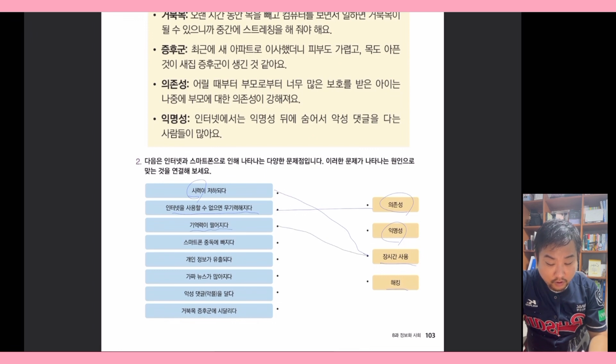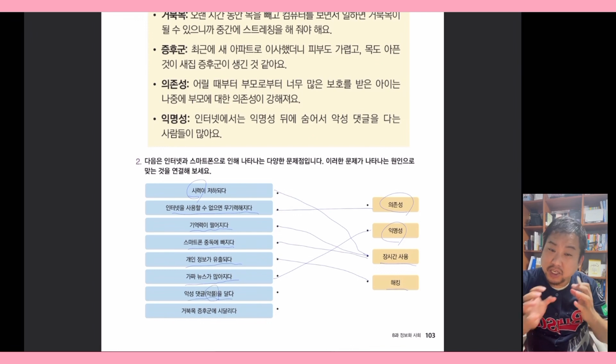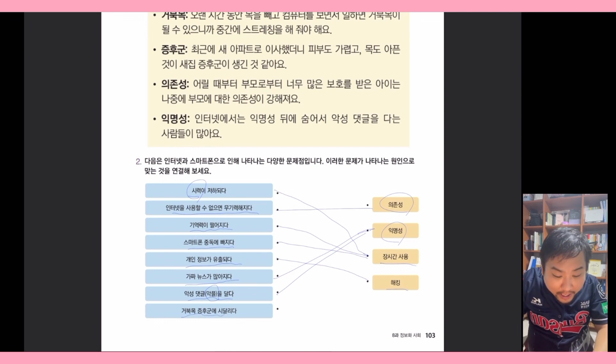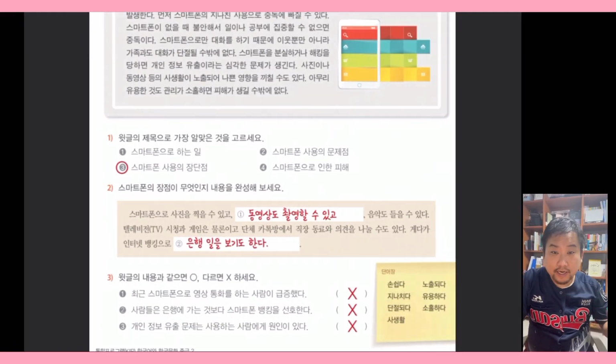It's a long time use. 스마트폰에 중독에 빠지다. Long time use. 개인정보가 유출되다. Leakage of personal information. Hacking. 가짜 뉴스가 많아지다. Fake news because of anonymity. And 악성 댓글, 악플. So we say 악플. 악플 comes from anonymity. And 거북목 증후군, turtleneck syndrome, because of long time use. So before we start with section, let's check the vocabulary shortly.